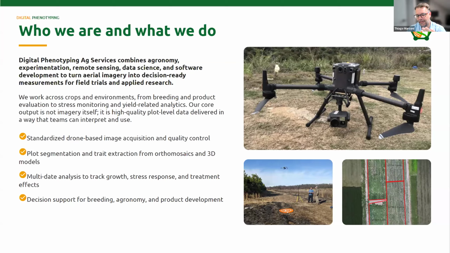Including, like Igor already mentioned, height, we can extract other vegetation indexes that we can measure over time: the growth of the plant, the stress response, either biotic or abiotic stresses from the environment, and even management practices, treatment effects that we apply. We can use the plant as a sensor of the environment to tell us what's going on, and measure the growth. This data is very important to provide support for decisions, either on breeding, agronomy, or even product development.